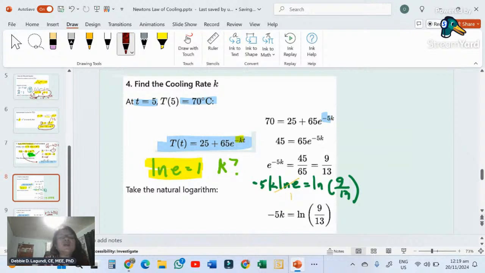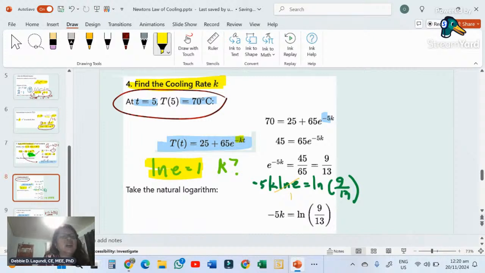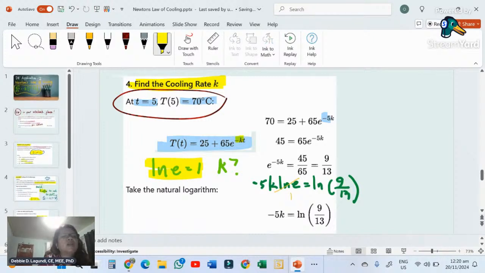Right, and here, find the cooling rate K. So at t is equal to 5, the temperature at 5 minutes is equal to 70 centigrade. Where did you get that one? Or where did we take this one? Okay, so let's go back to the problem statement.